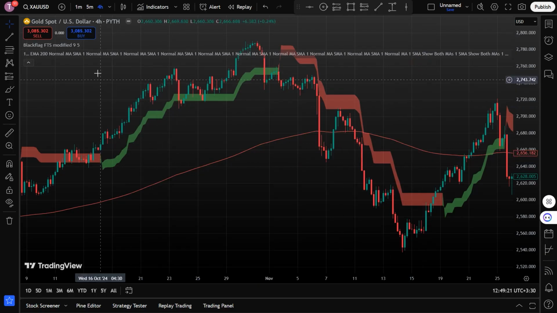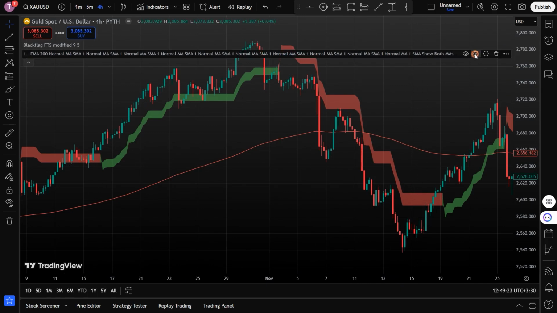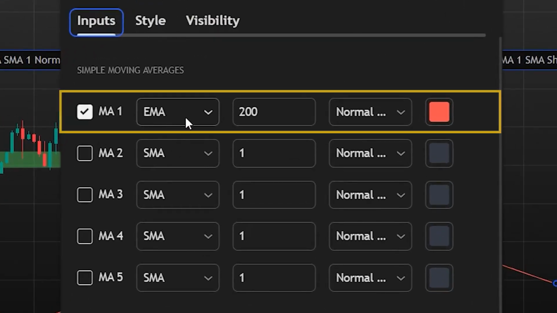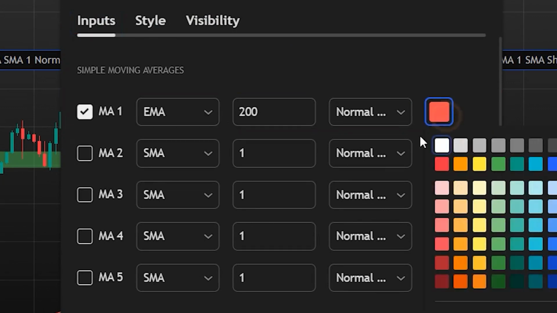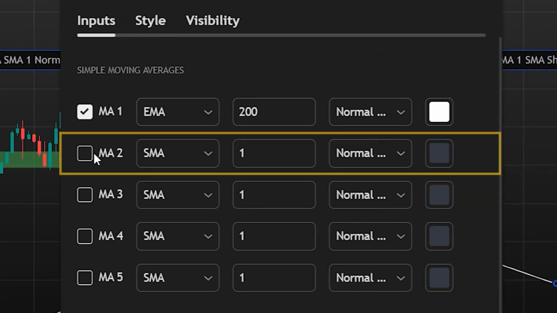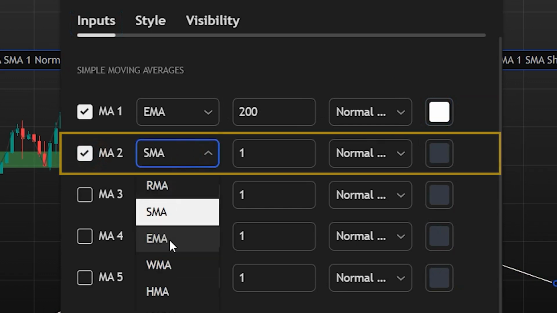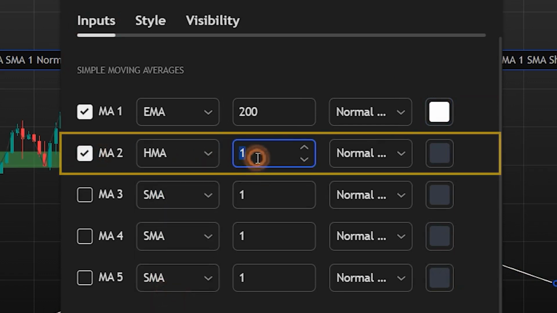Adjust the settings as follows. MA1, set it to EMA 200 and change its color to white. MA2, set it to HMA 300 and use a yellow color.